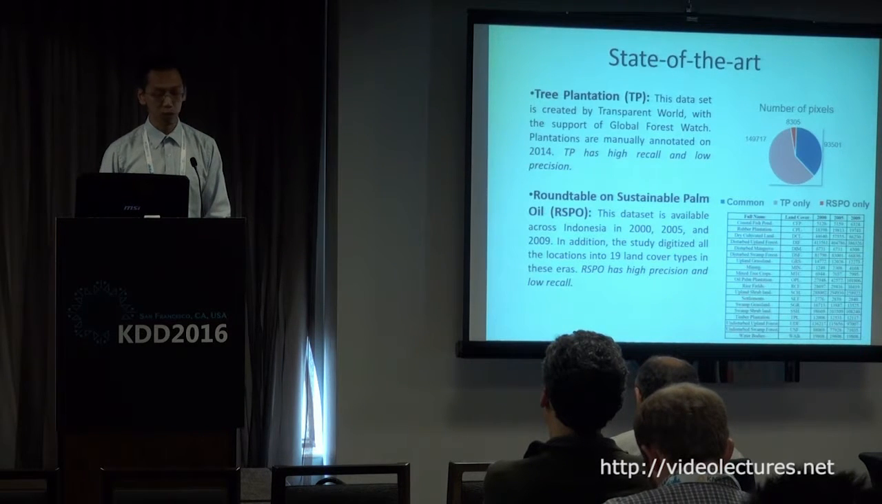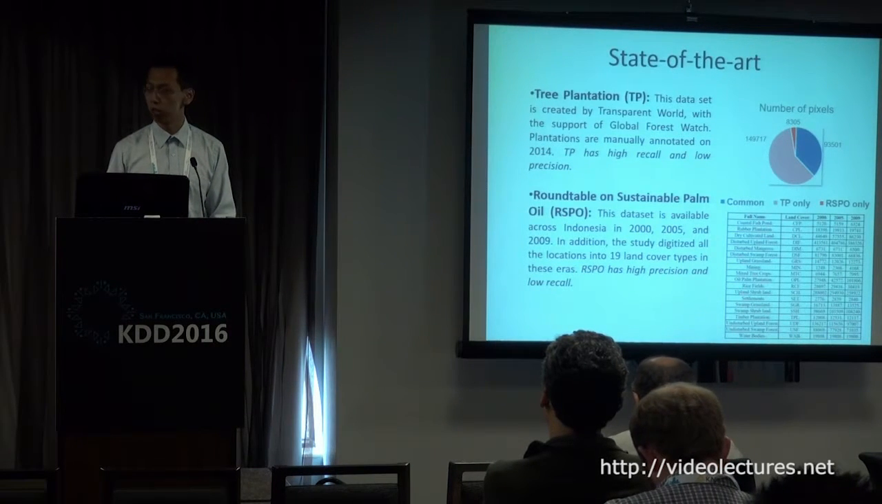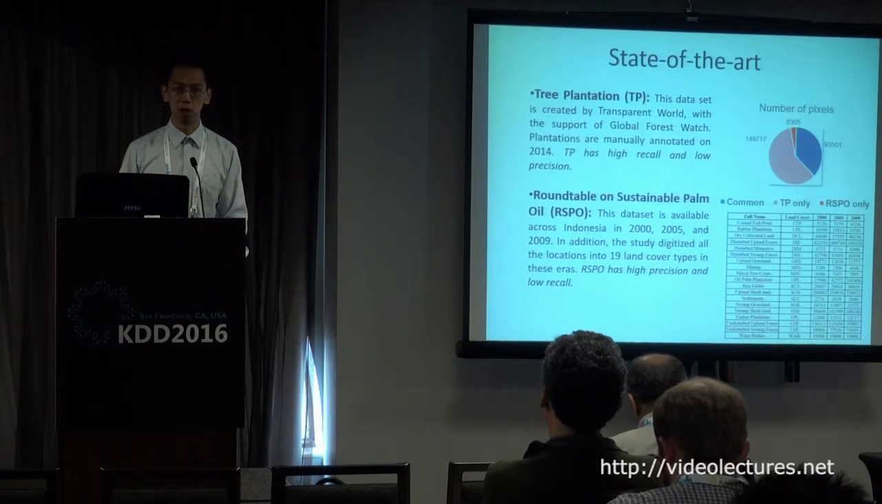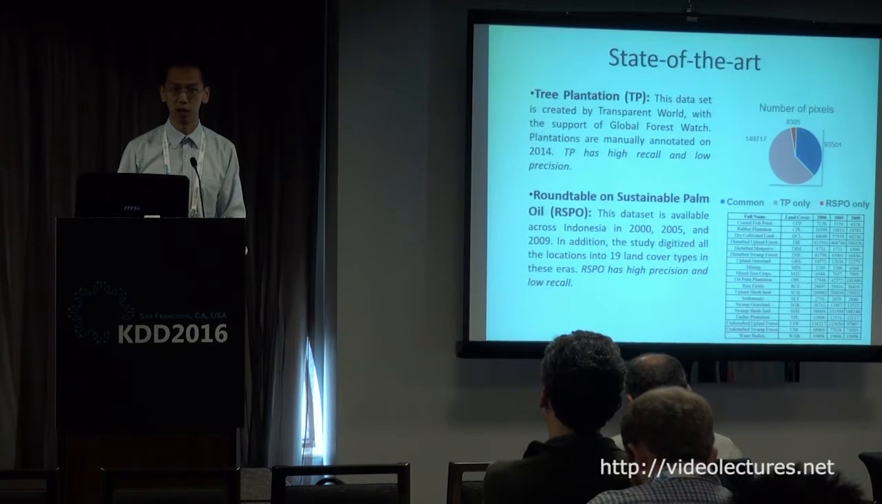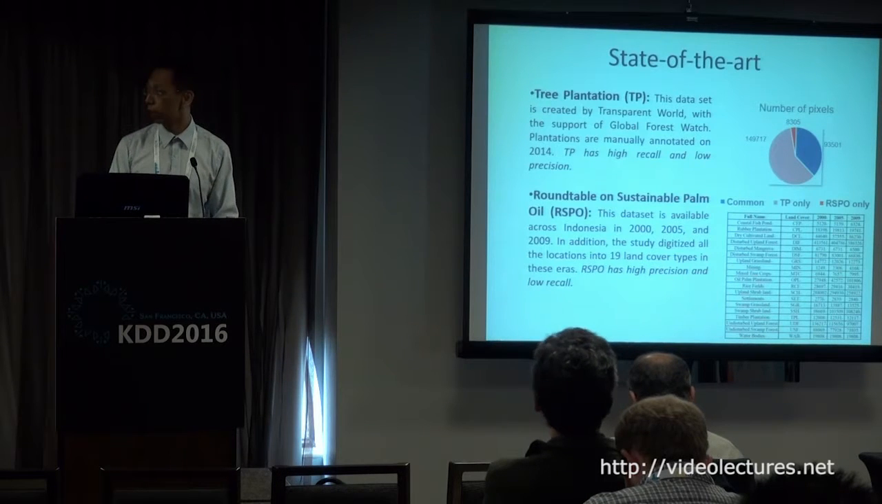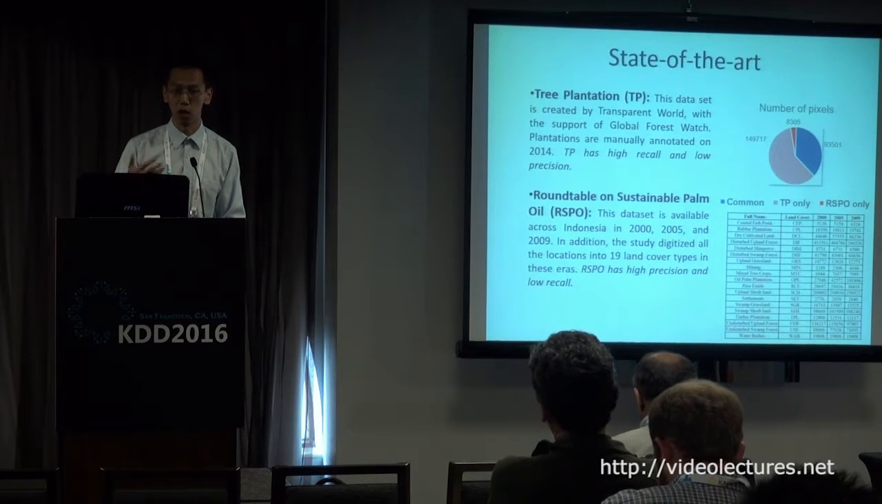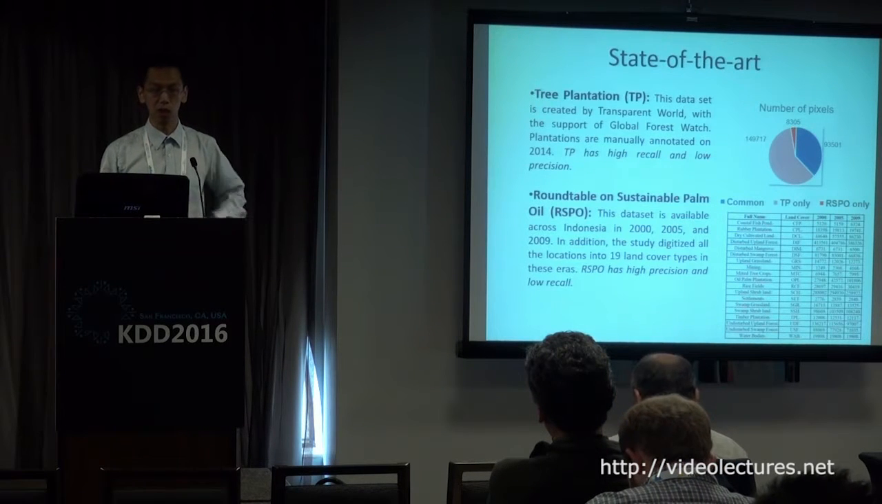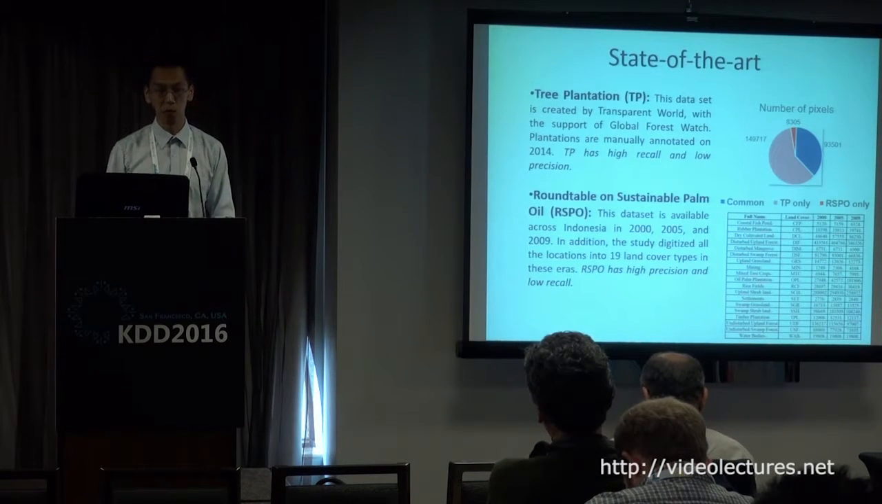Here, I want to first introduce the current state-of-the-art plantation products, which also serve as the source of training data for our framework. Most existing plantation products still rely heavily on manual labor or visual interpretation of satellite images. The first data set is very popular and is available on Global Forest Watch. This tree plantation data set is created by visual interpretation of Landsat data in 2014. But the problem is this data set has a very high recall. Basically, it covers all the real plantations, but it makes a lot of mistakes.